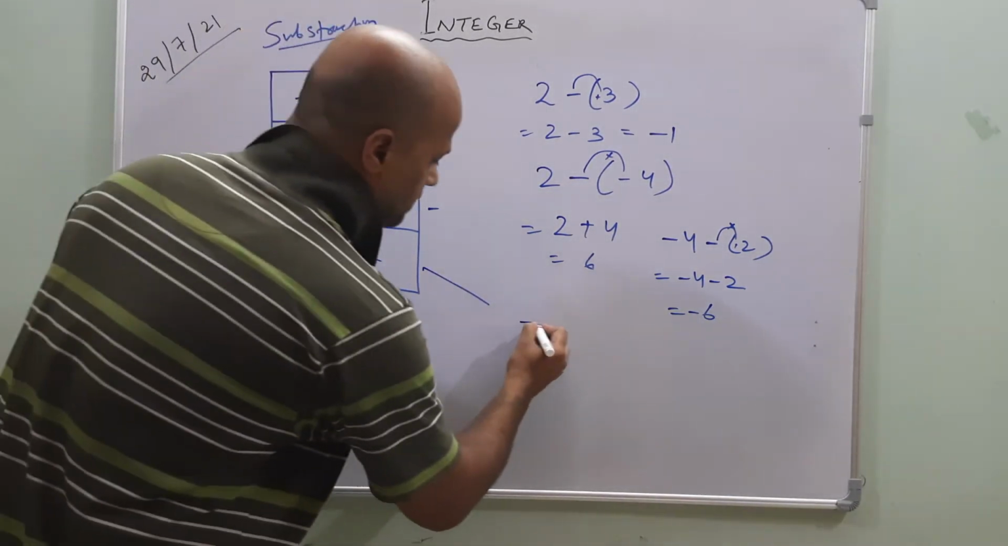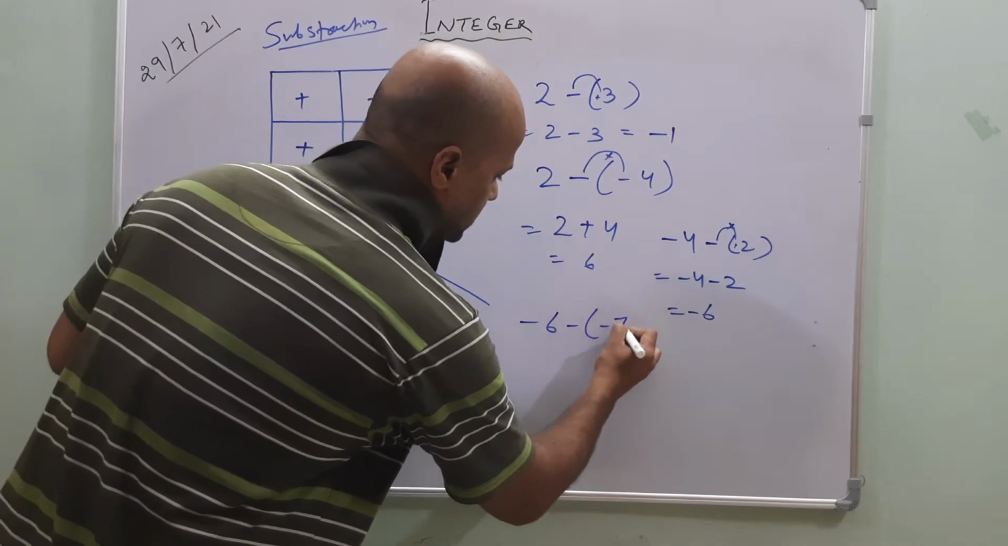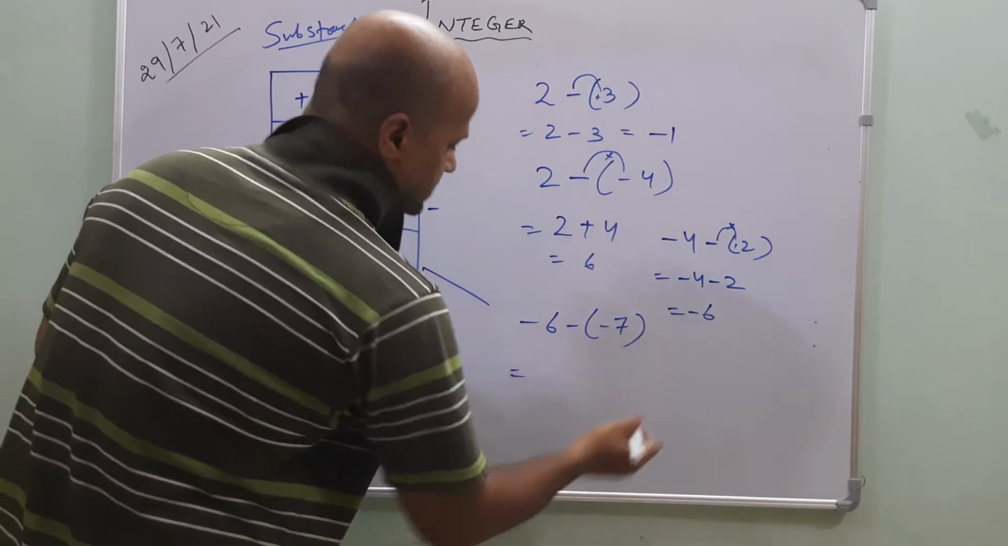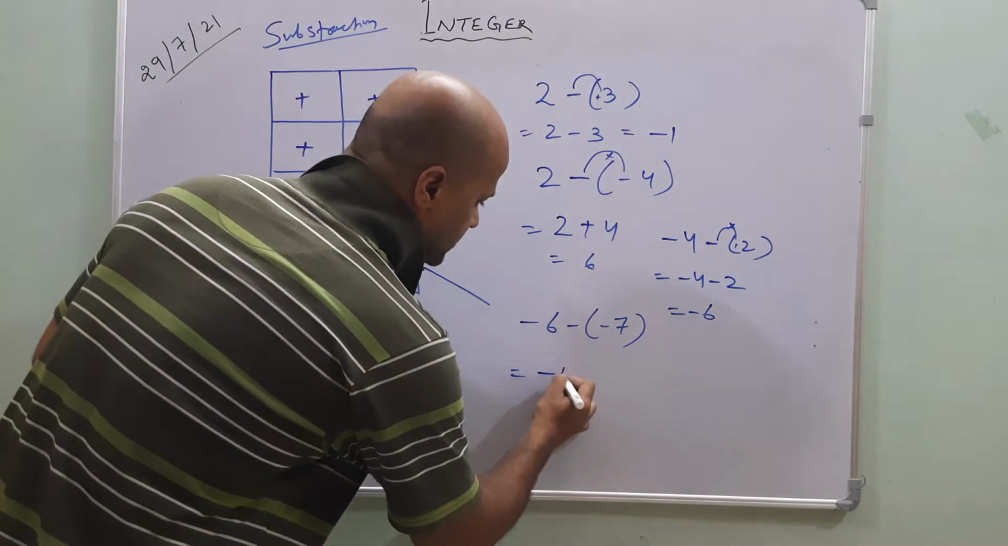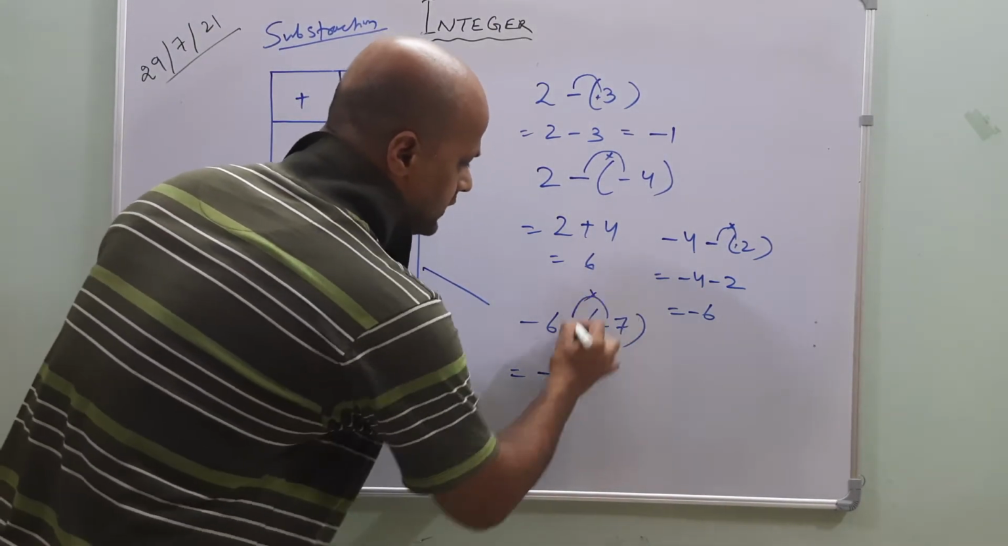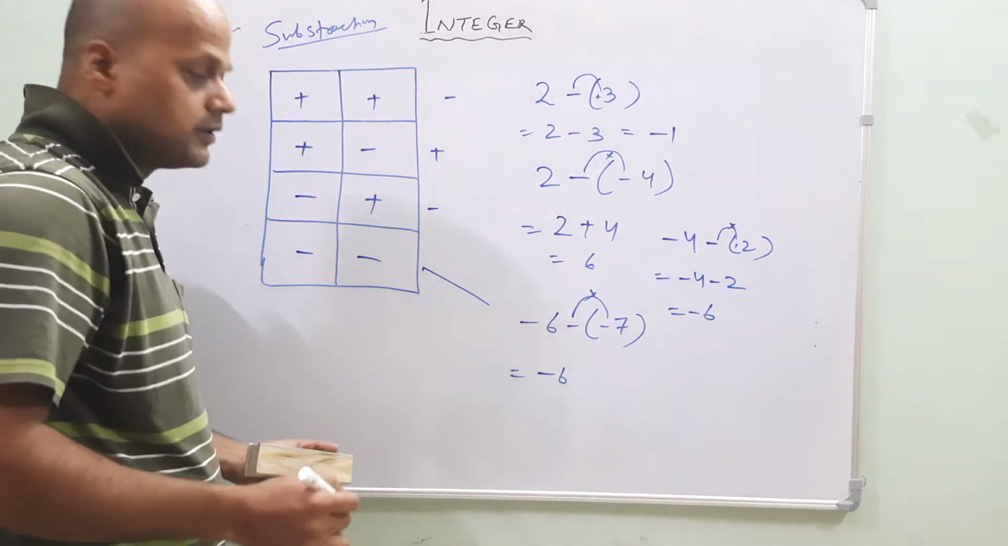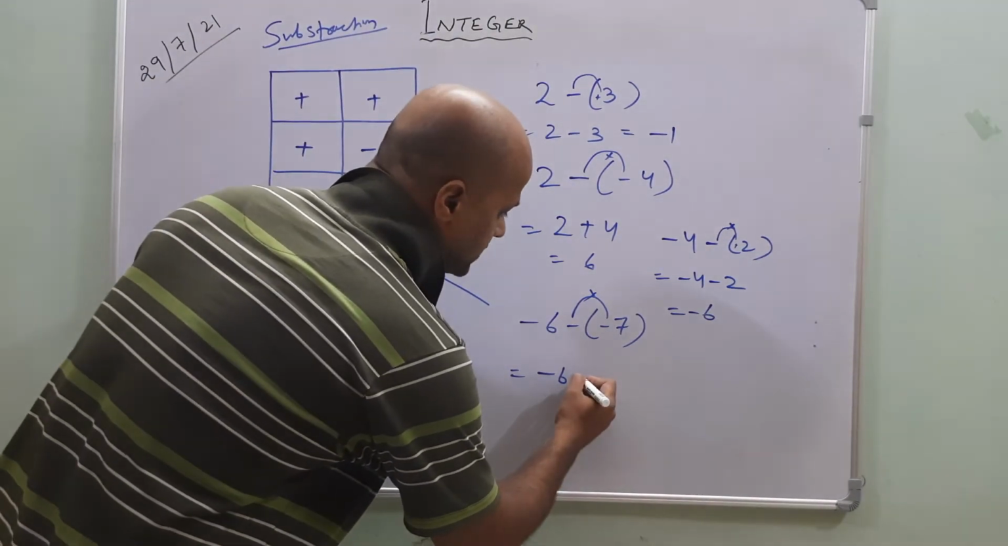Now if the case of 2 minus is there, what will happen? Let's check it. Minus 6 minus of minus 7. Okay. So minus 6, these two will be multiplied with each other. These signs are multiplied with each other first. So how much? Plus of 7.